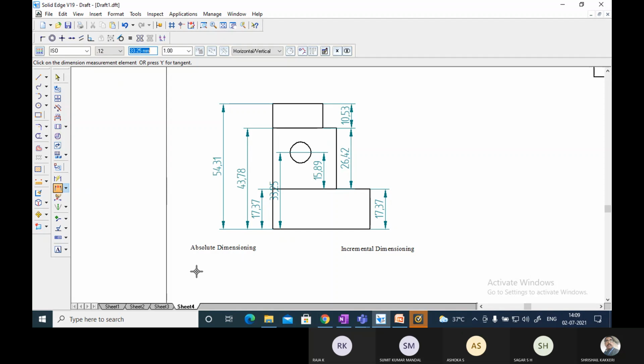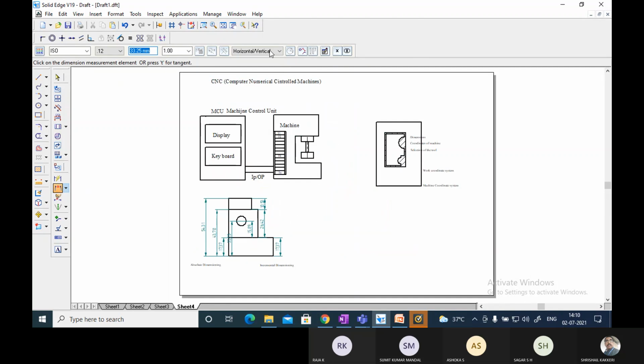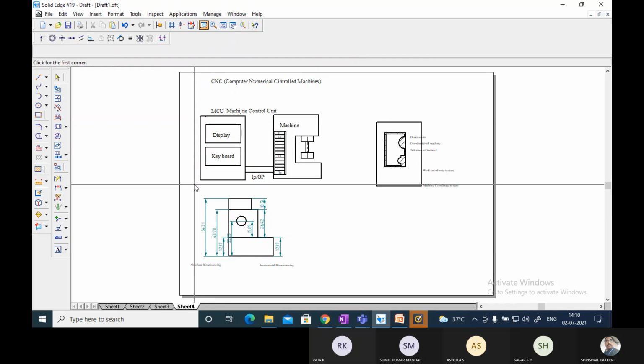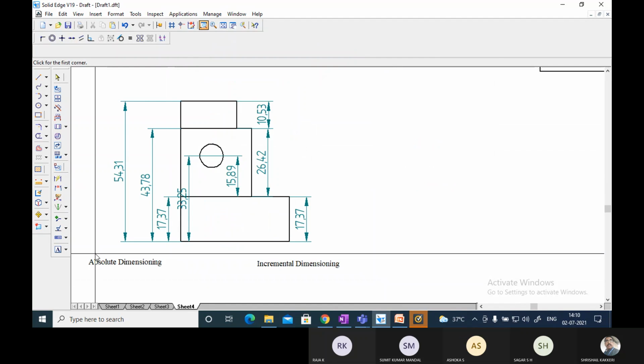What is the difference between the absolute dimensioning and incremental dimensioning? With a suitable sketch also you can show that the absolute dimensioning is with reference to a particular point only. The dimension should be shown with respect to a particular point here. A particular reference will be taken. With reference to this, the dimension will be shown. That is the absolute dimensioning. And incremental dimensioning in the sense with respect to the previous dimension, the dimension should be shown.